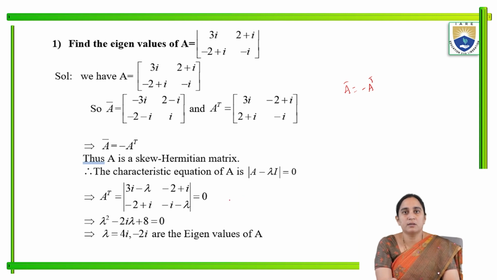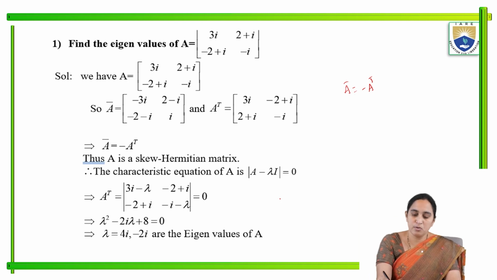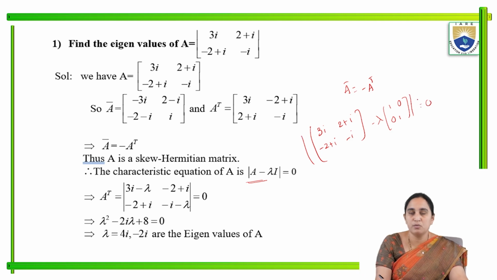Now, after verifying that it is skew Hermitian, we have to find the eigenvalues. What is the formula for the eigenvalues? For finding eigenvalues, first we write the characteristic equation of A, that is, det(A minus lambda I) is equal to 0. Here A is [3i, 2 plus i; minus 2 plus i, minus i] minus lambda times [1, 0; 0, 1], equal to 0.